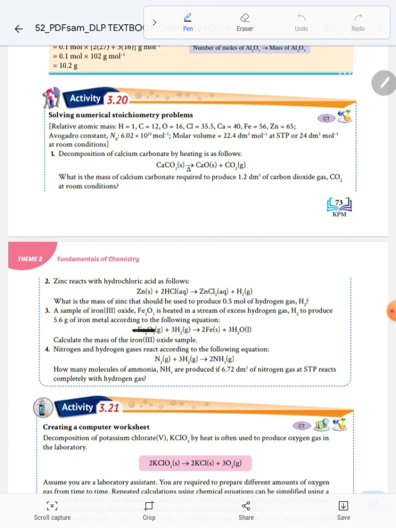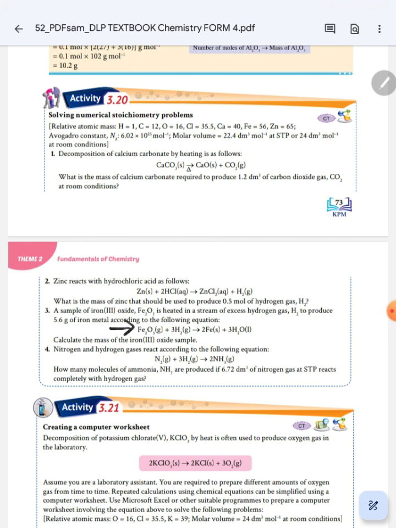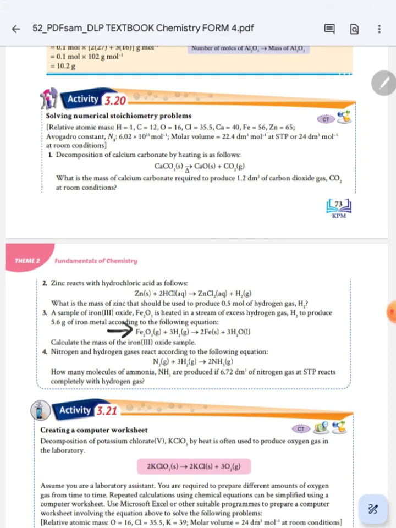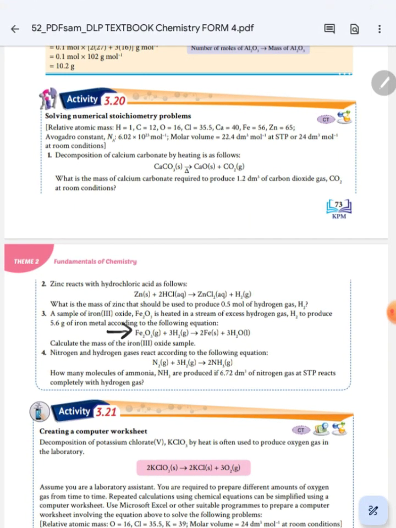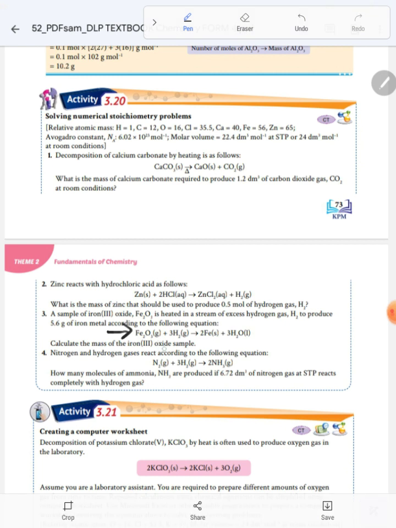Okay, you are very lucky because the equation given is already balanced. If the equation is not balanced, the first thing is you need to balance the chemical equation. So Fe2O3, 1 mole of iron 3 oxide react with 3 mole of hydrogen gas. We produce 2 mole of iron and 3 mole of water. Okay, that is how we read a chemical equation. Now what is the question?